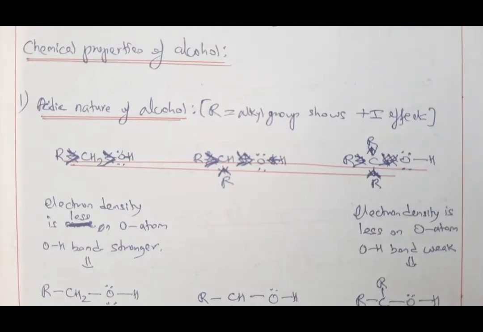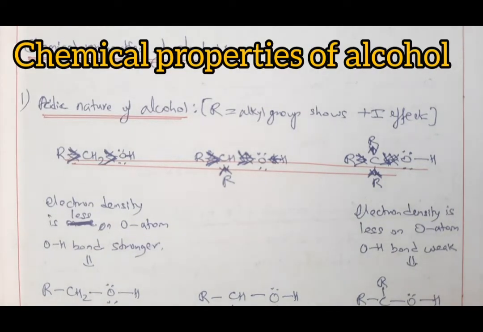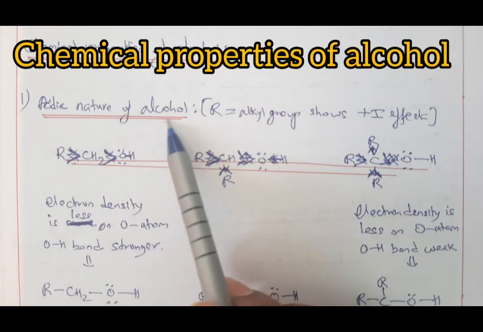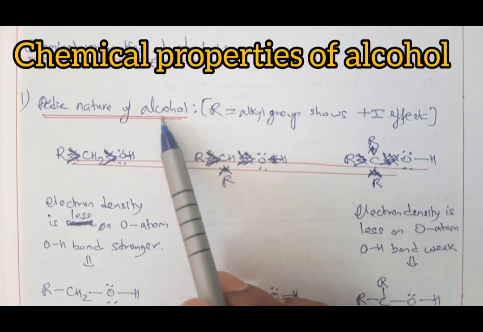Students, now in this video we're going to see the chemical property of alcohol, which is very important. So let us go with it. So the first chemical property of alcohol is acidic nature of alcohol. Do remember, though alcohols are alcohol, but they show acidic nature.